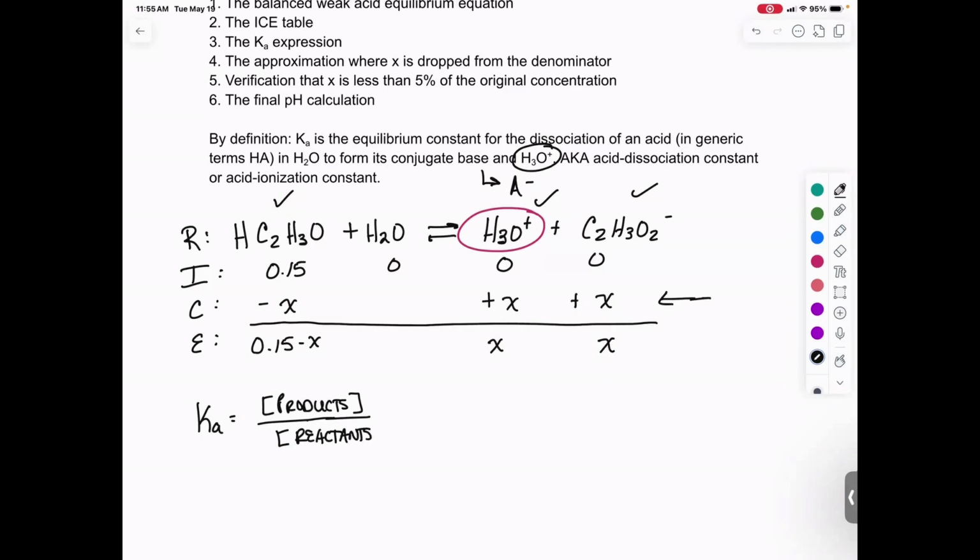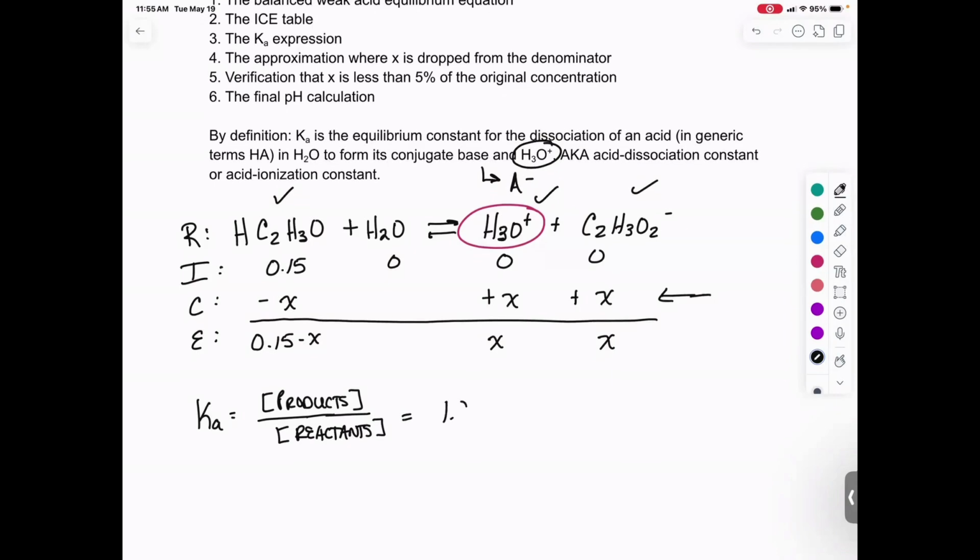Pardon me while I'm writing here real quick. Sorry for the silence. So what we're looking at is concentration of products, concentration of reactants. It's a ratio, and this number value is actually, we're given that, right? It's 1.8 times 10 to the negative 5th. So what that tells me is that the concentration of products to reactants is pretty small, right? It's going to be a small amount of dissociation. That's why it's a weak acid.